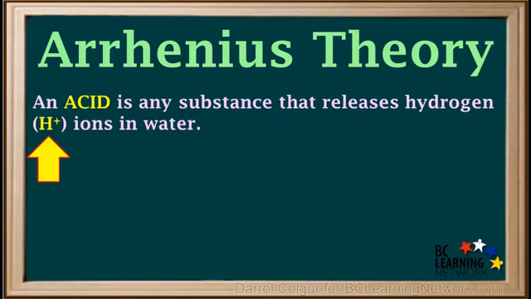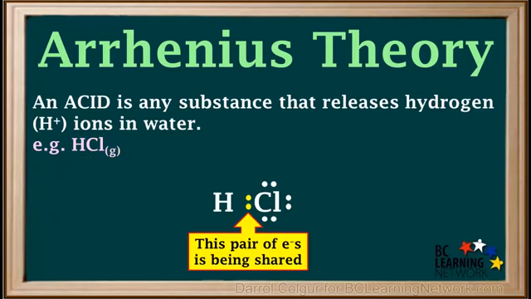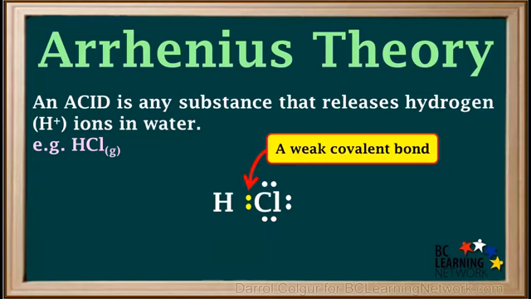In 1887, a Swedish chemist, Svante August Arrhenius, proposed that an acid is any substance that releases hydrogen or H+ ions in water. An example is the gas hydrogen chloride, HCl. Looking at the Lewis structure of hydrogen chloride, we see that there is a covalent bond between the hydrogen and chlorine atoms. They are sharing a pair of electrons.